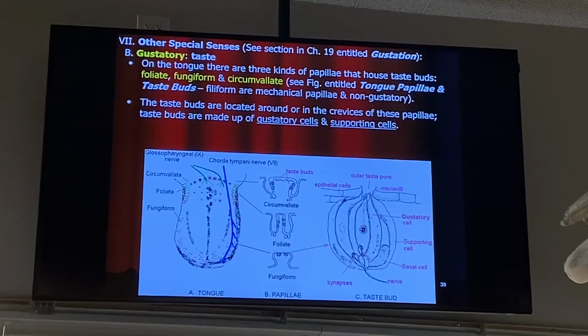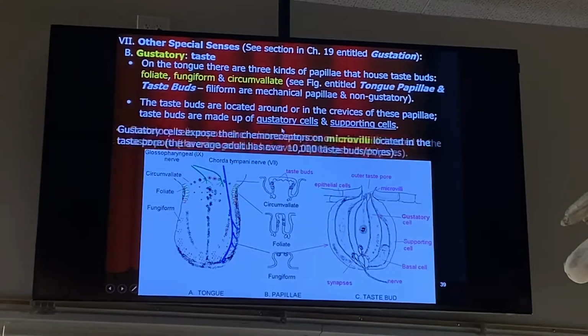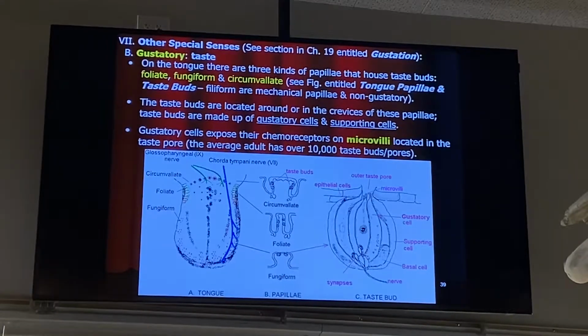You don't need to know that this is the chorda tympani branch of the facial nerve. Just know that the anterior 2/3 is the facial nerve, cranial nerve 7. Posterior 1/3, cranial nerve 9. The gustatory cells don't have cilia like the olfactory cells do. They have microvilli, still to increase surface area.